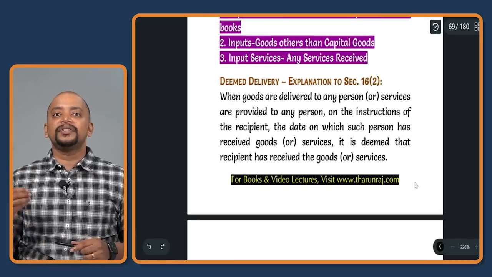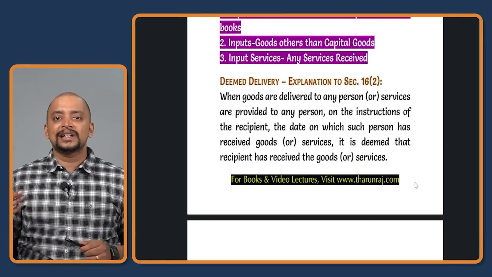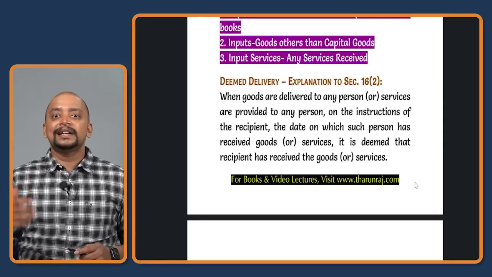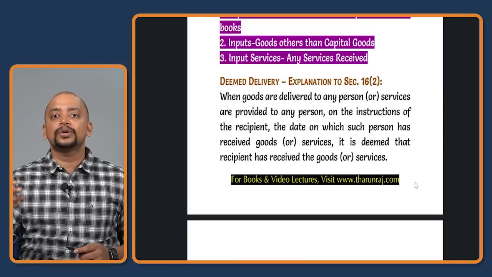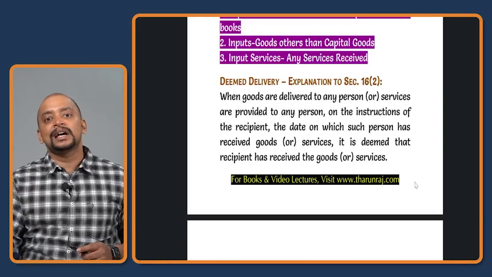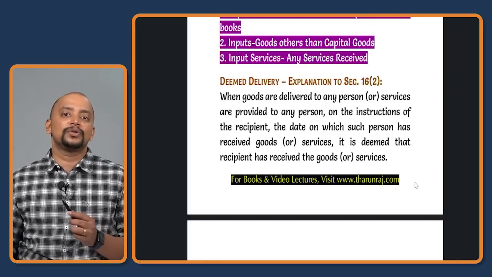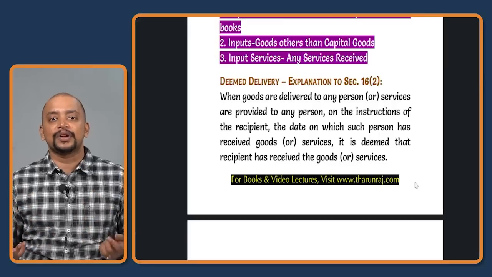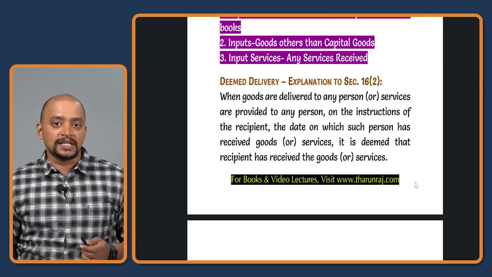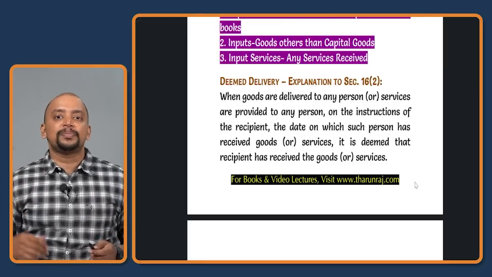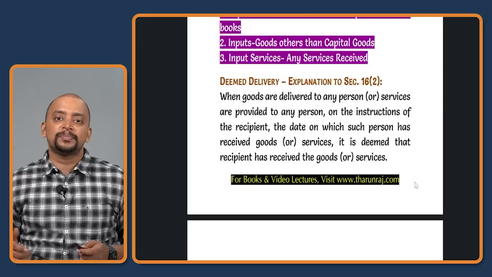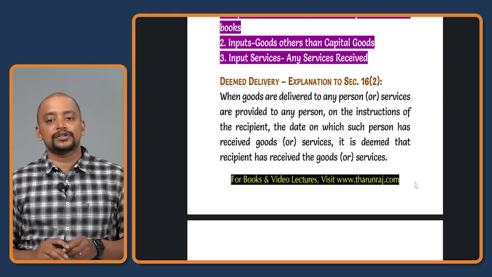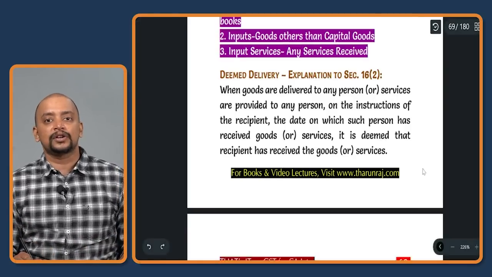Then there is a concept of deemed delivery. When the goods and services are supplied to one person on behalf of our recipient, the date on which that person who received the goods or services is deemed that our recipient also has received the goods or services, and our recipient can take ITC. For example, bill to ship to transaction. We raised invoice to our recipient, but the goods are delivered to a third person. The date on which goods are received by the third person, it is deemed that our recipient has received the goods. Same is the case of services also. That is this deemed delivery concept.